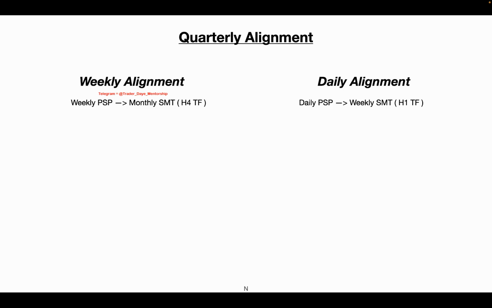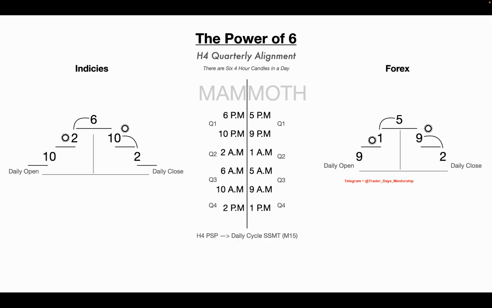And this is where things get a bit deep. So the power of 6, 4-hour quarterly alignment. So there are 6 4-hour candles in a day, and I have them listed in the middle. What I did is I found a way to, with the information that I just shared with you previously, of 2 cracks and correlations at the same time with the PSP, combining SMT with that, you can also gauge it on a day-to-day basis, 2 times a day.